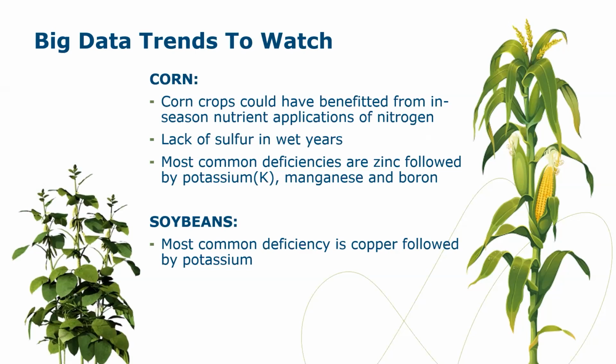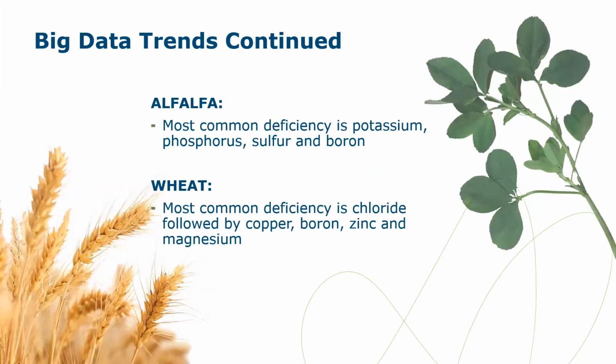Did your corn have any mid-season applications of nitrogen that it benefited from? There can be a lack of sulfur in wet years. The most common deficiencies that show from our lab are zinc, followed by potassium, magnesium, and boron. In soybeans, the most common deficiencies we see are copper followed by potassium. And in wheat, the most lacking nutrient was chloride, followed by copper, boron, zinc, and magnesium. In alfalfa, the top nutrients are phosphorus, sulfur, and boron, or potassium.